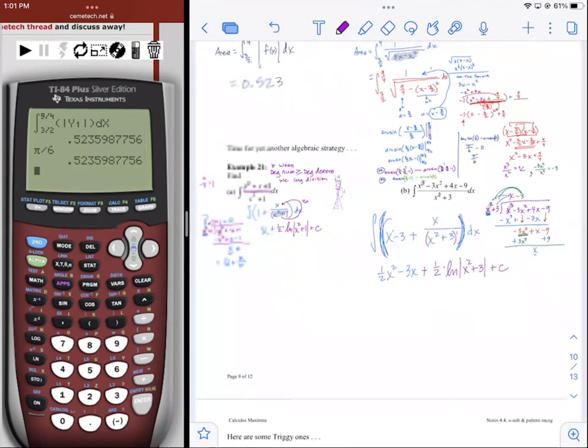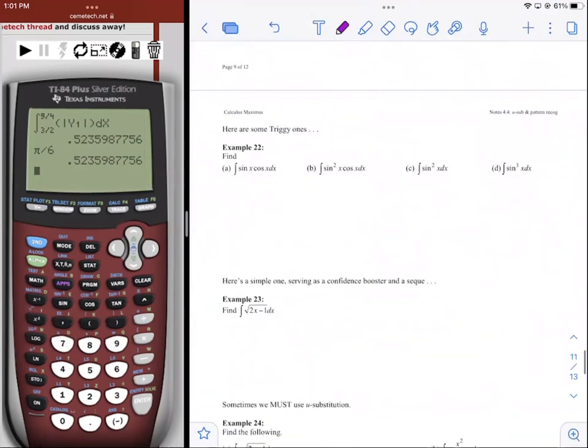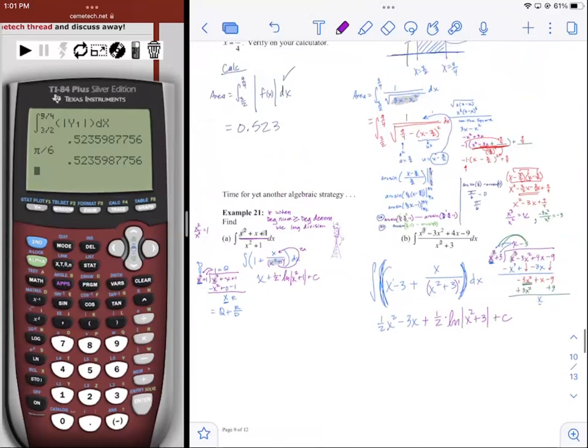Whew. Lots of strategies. You know what? We're not going to finish today, and that's okay, because tomorrow is March 1st, and we'll finish tomorrow.